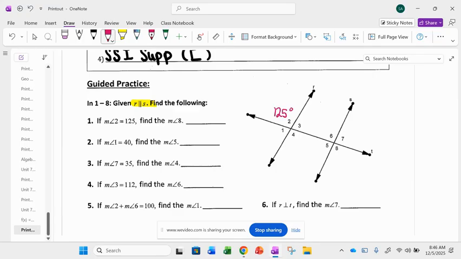Now what I need to do is find a relationship between angle 2 and angle 8. And remember, I'll highlight in green the two parallel lines. So R is parallel to S. Does anybody know what kinds of angles 2 and 8 are? Jonah? Good, alternate exterior angles. And if the lines are parallel, the alternate exterior angles are what? Congruent. So that means angle 8 is also 125 degrees.